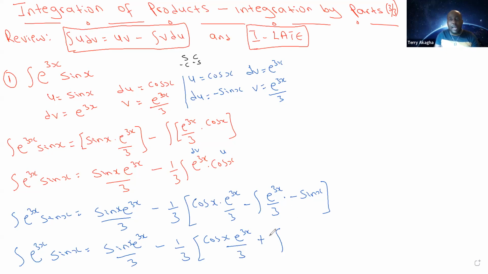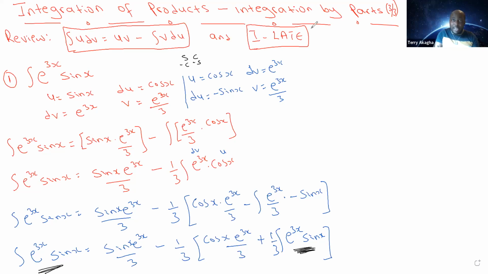You take the 1 over 3 out. So the 1 over 3, right? It will now be e^3x sin x. Now you notice something. We are back to the question again. So if we integrate again, it's similar to the original question again. That means if we keep on going, we'll keep on repeating to infinity. So we can't continue like that.